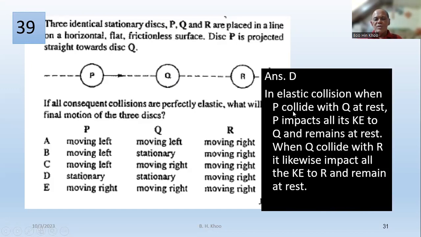In elastic collision, when P collides with Q at rest, P imparts all its kinetic energy to Q, and then it remains at rest. When Q collides with R, it likewise imparts all its kinetic energy to R, and it remains at rest. That's for perfect elastic collision.